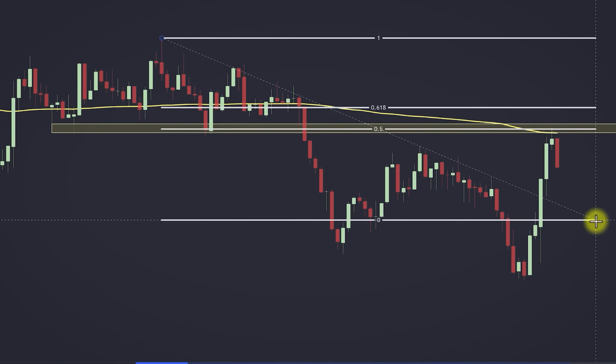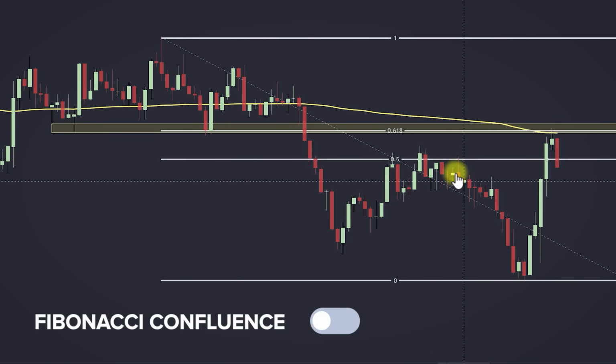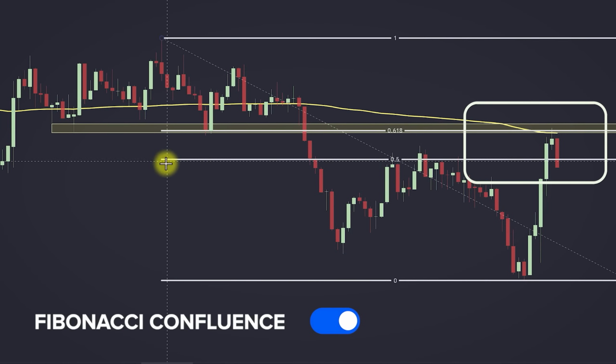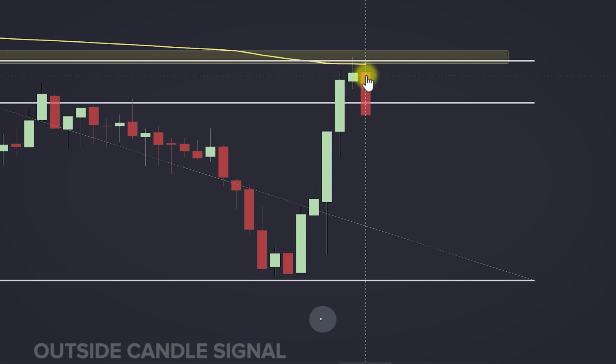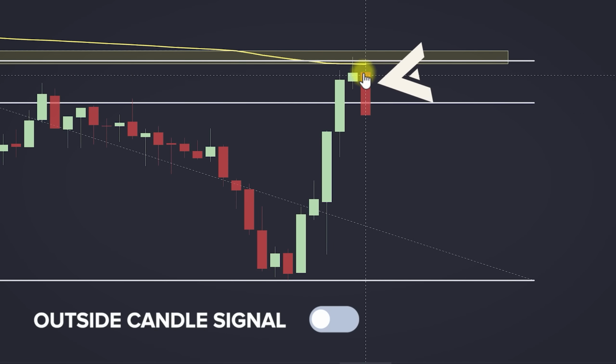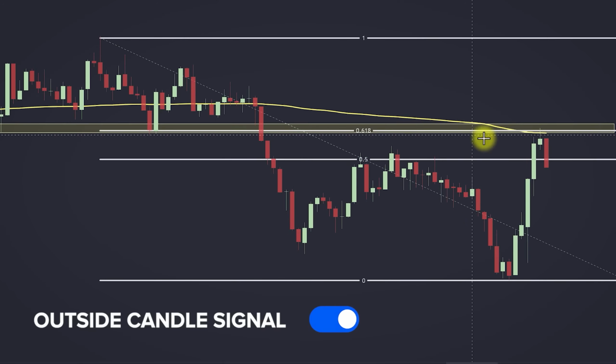Point 4 is Fibonacci confluence. If your VWAP test also lines up with the 61% retracement level, you get 1 point. Point 5: do you have a clear outside candle signal? If the market is showing you strong rejection at your level with conviction, you get 1 point.